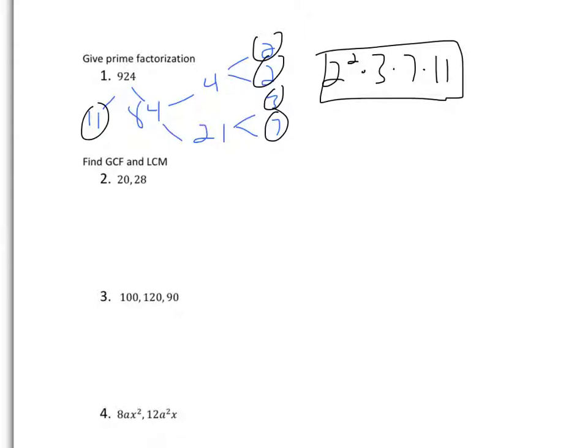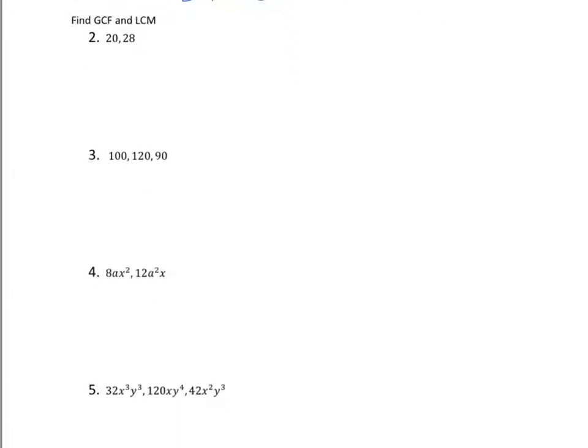Okay, you could do the tree like that. You don't have to do it that way. Whatever works best for you. All right, now greatest common factor, least common multiple. Let's get these done right away. Okay, so we've got 20 and 28 here. Of course, if you have your own method, go for it. I suggest you do the prime factorization, though. So the prime factorization of 20, you should get 2 squared times 5. And for 28, you should get 2 squared times 7.